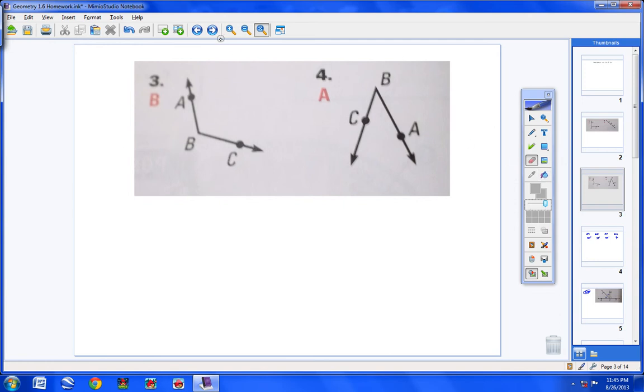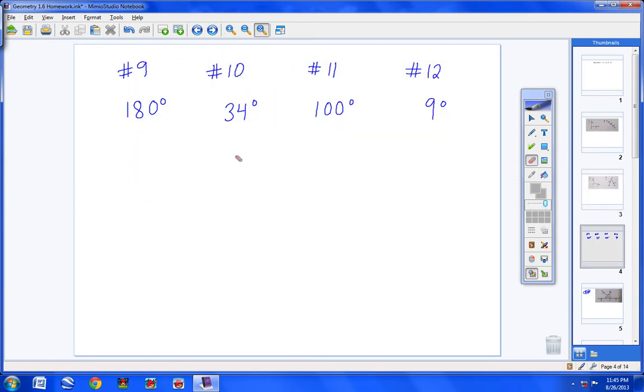Okay, moving on to numbers 9, 10, 11, and 12. Again, they want us to classify. So 180 degrees is larger than 90, but, now hold on, don't call this obtuse, but it's also a straight angle, so we would call this a straight angle.